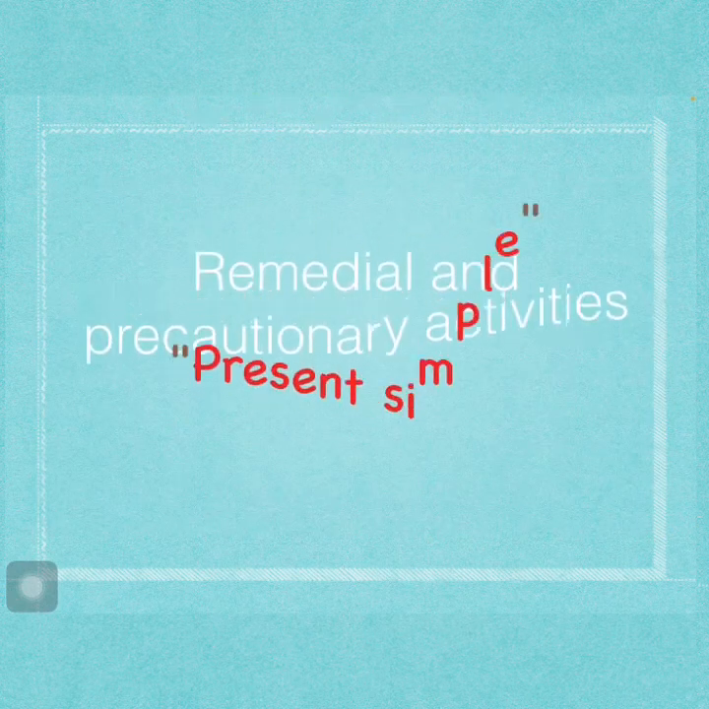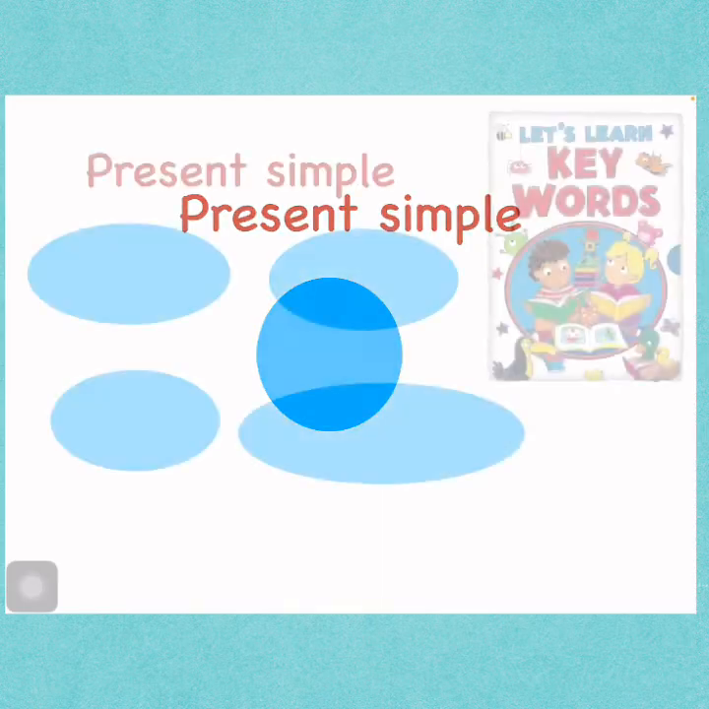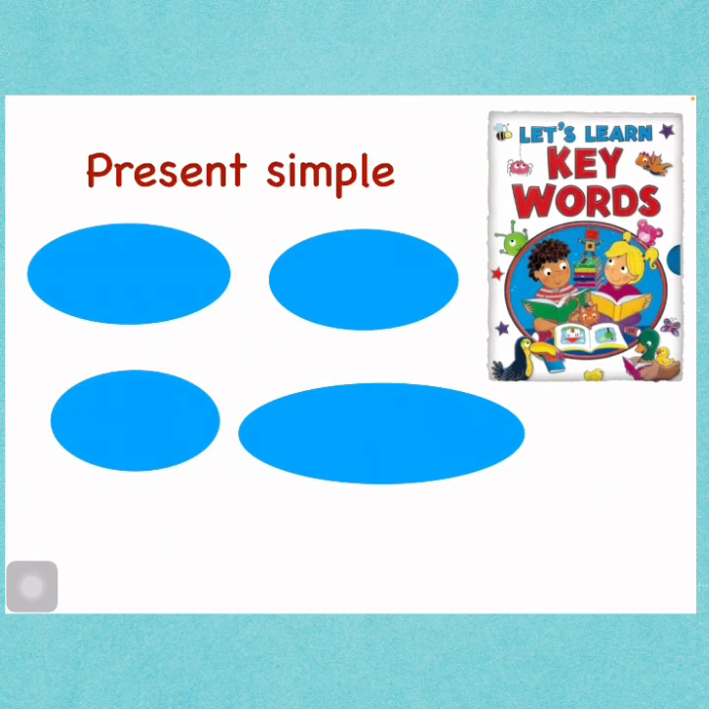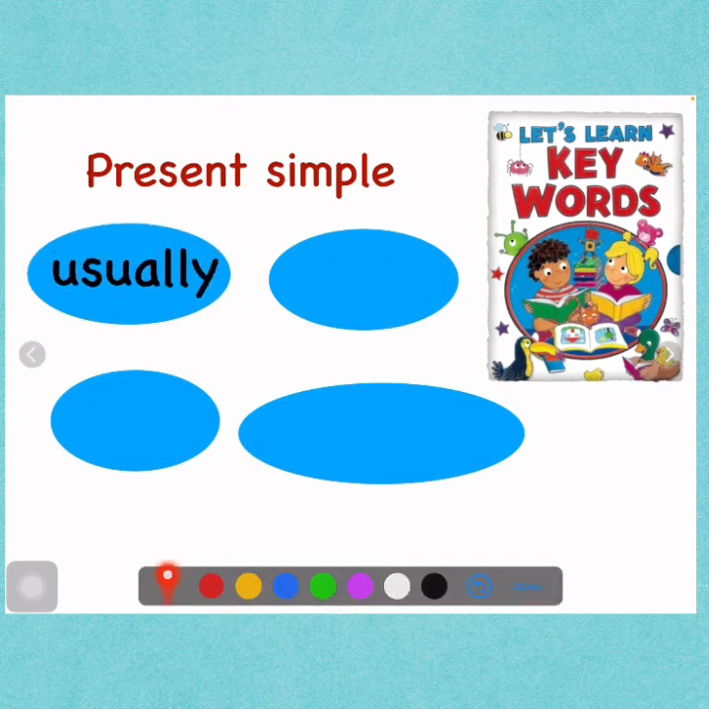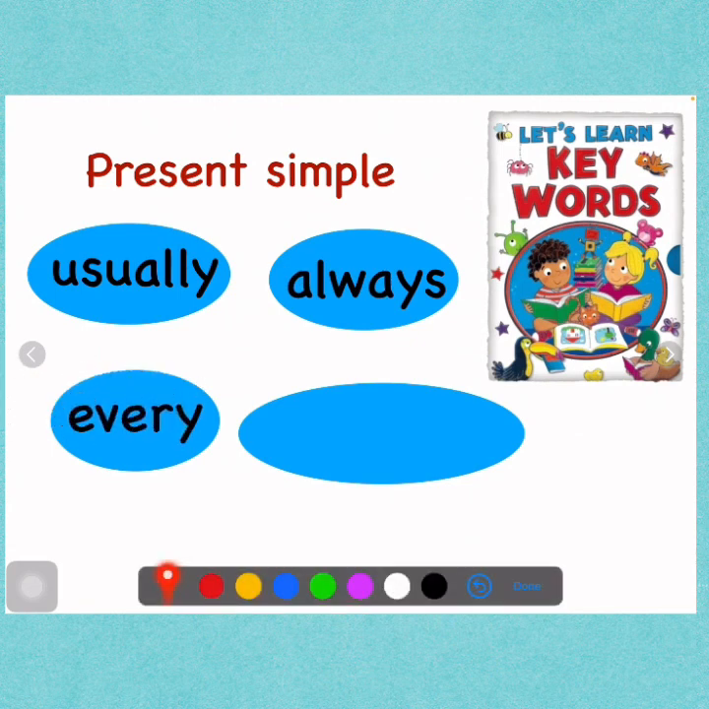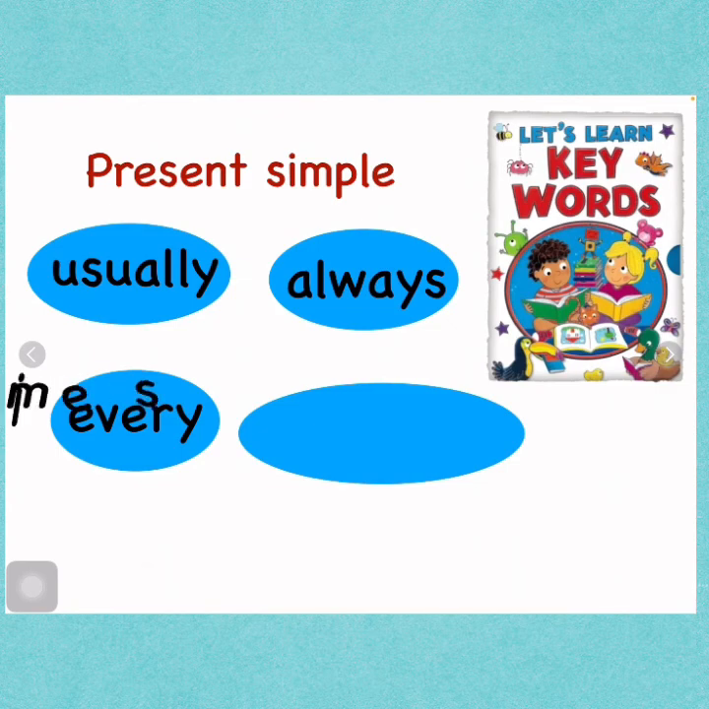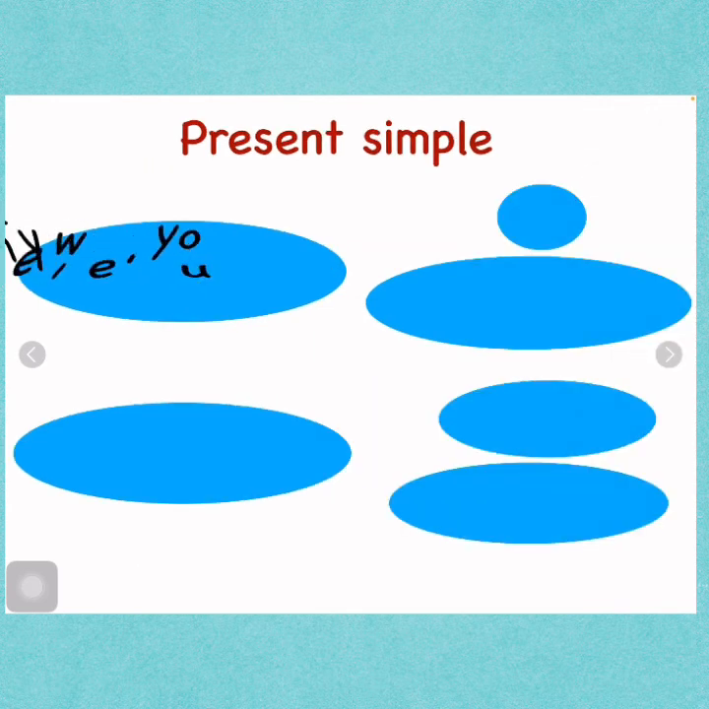Excellent, girls. Now we are going to start our new lesson. But first, we are going to talk about what? The present simple. Girls, if I want to put the verb in the present, what are the key words that open my mind and tell me, please, teacher, put the verb in the present? Can you tell me, girls? Usually, always, every week, every weekend, every year, and the last word is going to be what? Sometimes. Can we say the words together? Usually, always, every, sometimes.